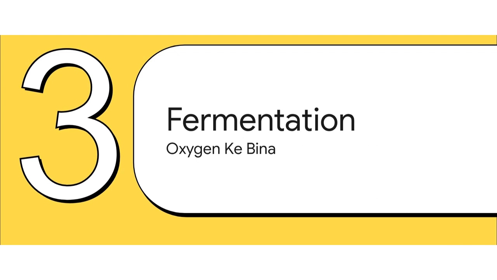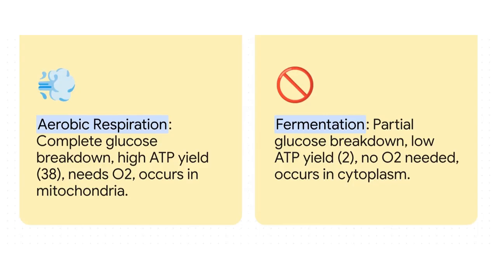Now, just imagine, what if the cell doesn't have any oxygen? What happens to that pyruvic acid? Well, that's when fermentation happens. This slide is super important for comparison questions. Aerobic respiration means a complete breakdown, you need oxygen, it happens in the mitochondria, and you get a massive 38 ATP. Fermentation, on the other hand, is a partial breakdown, no O2 is needed, it happens in the cytoplasm, and the net gain is just 2 ATP. It's a clear difference, right?